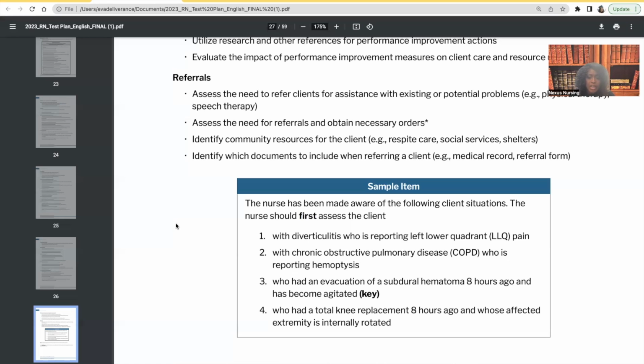Look at 4, the patient who had a total knee replacement 8 hours ago and the affected extremity is now internally rotated. Out of these choices, guys, the only one that is in immediate danger, again, is number 3, that patient who had surgery 8 hours ago, and now they have agitation.